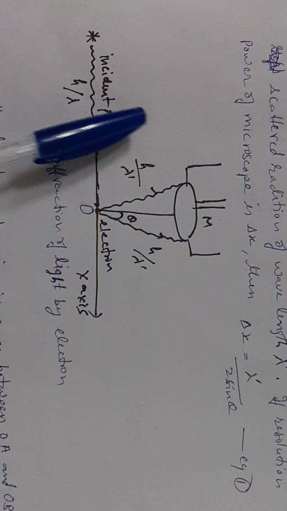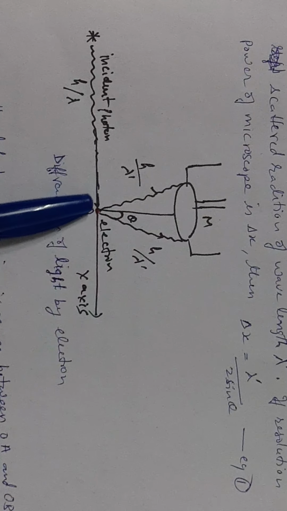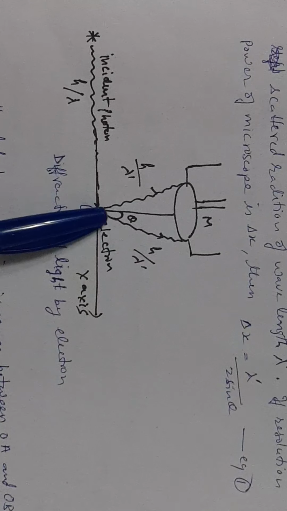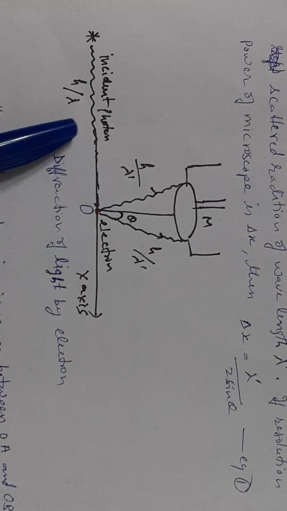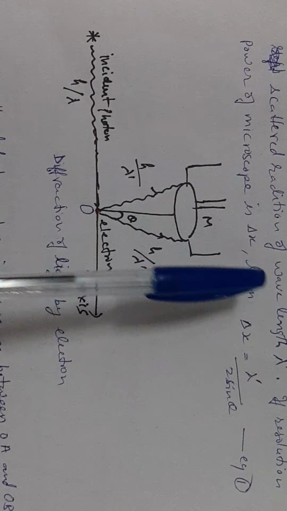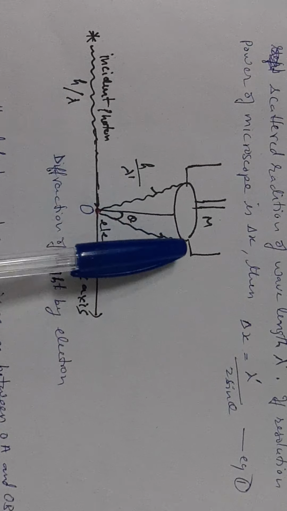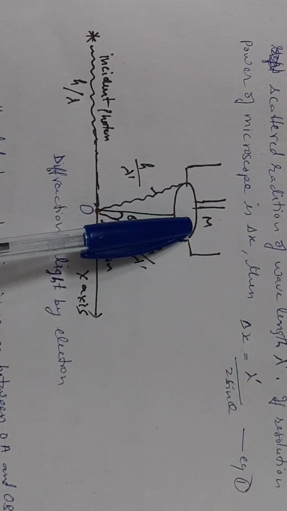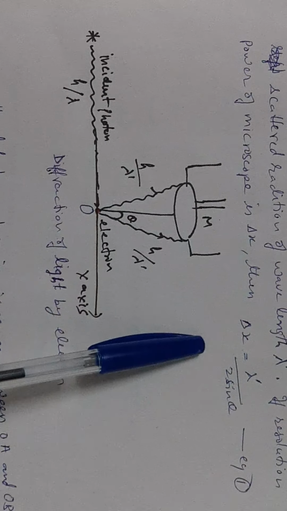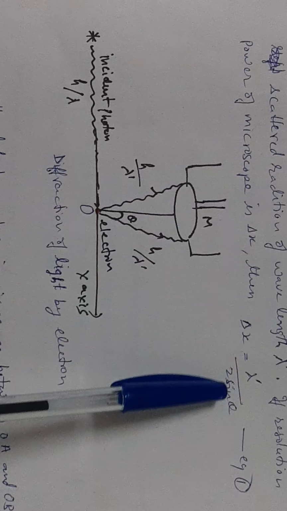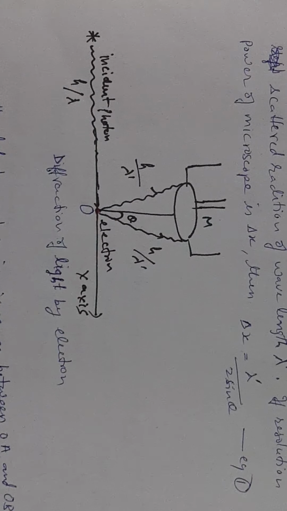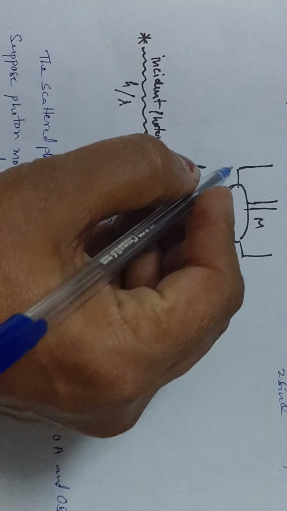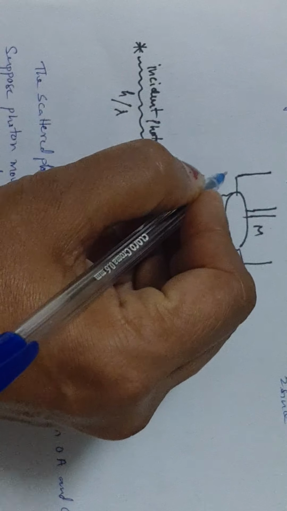When the incident radiation falls on the electron, the momentum of the electron is changed and the wavelength of the reflected radiation also changes. It becomes lambda dash from lambda. So the electron is observed by the scattered radiation of wavelength lambda dash. If the resolving power of the microscope is delta x, then delta x is equal to lambda dash upon 2 sin theta. This is equation 1.